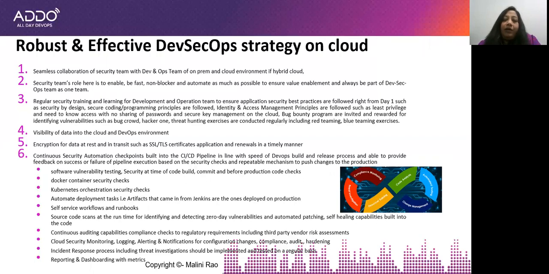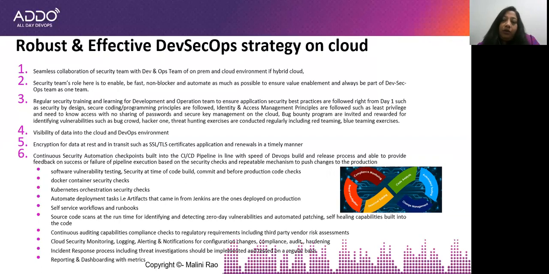Then you provide regular security training and learning for development and operations teams to ensure application security best practices are followed right from day one, such as security by design and secure coding programming principles. Identity and access management principles are followed, such as least privilege and need-to-know access with no sharing of passwords.